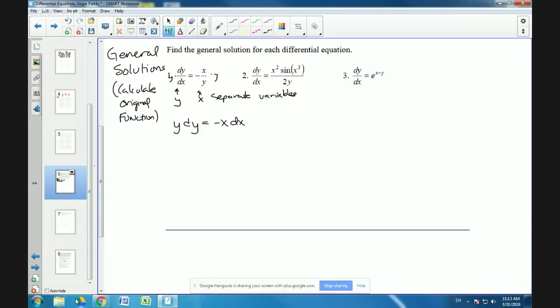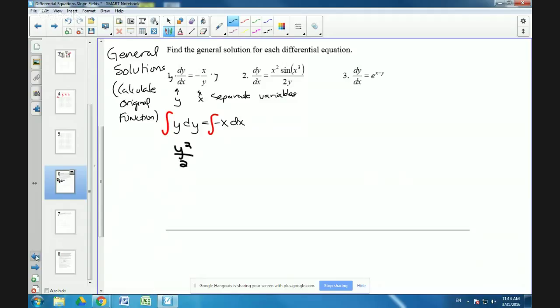Now, we can integrate. So we have an integral y dy. See how everything is nice and calculus pretty here. The y and the dy match up. So what's the integral of y? Well, the derivative of y is 1. Don't get it mixed up.